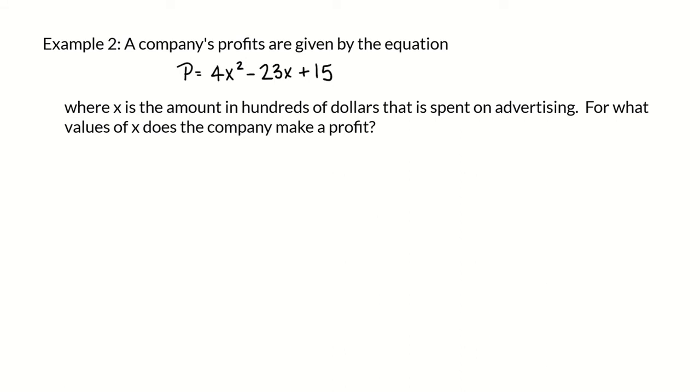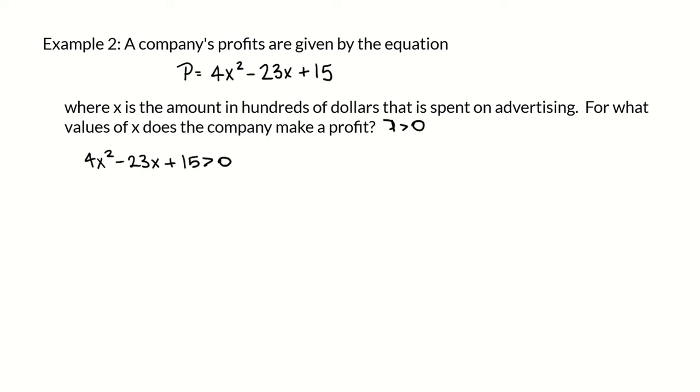Example 2. A company's profits are given by the equation P = 4x² − 23x + 15, where x is the amount in hundreds of dollars that is spent on advertising. For what values of x does the company make a profit? To make a profit, we need P to be greater than 0, so this quadratic, 4x² − 23x + 15, needs to be greater than 0.